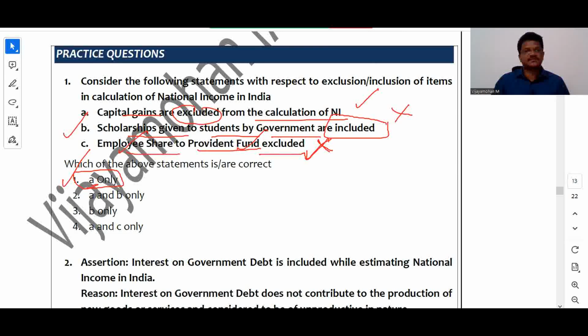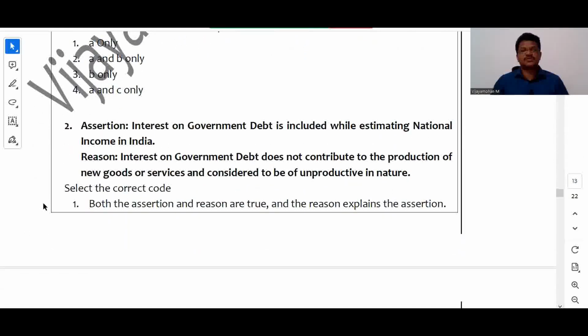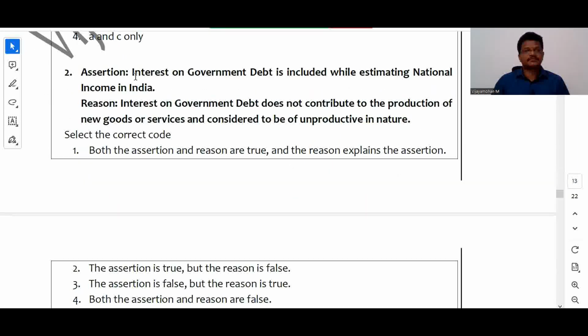Okay, next we will see second question. See how, if the examiner wants to give a twist, then he will be asking this type of questions, right? So assertion and reason based questions. Assertion is that interest on government debt is included while estimating national income in India. And reason is that interest on government debt does not contribute to the production of new goods and services and is considered to be unproductive in nature.